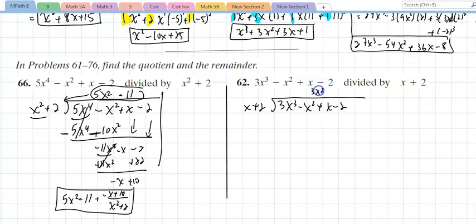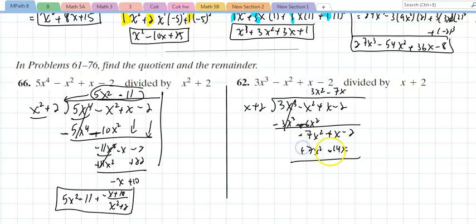That will be 3x squared, plus 6x, 3x cubed. Okay, I don't know why I'm rushing. Subtract, change both signs. Minus 7x, negative 7x squared, minus 14x, subtract. Plus 15, 15x plus 30, and if you subtract.